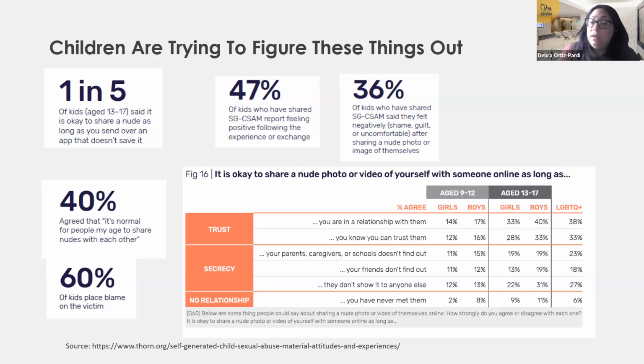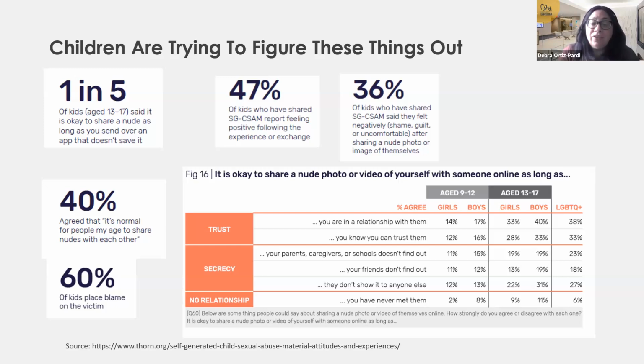So it's not a universally positive experience. It is a very mixed experience. So it's hard to know how you're going to feel after you share, if you're thinking about or deciding if you're going to do something like this.